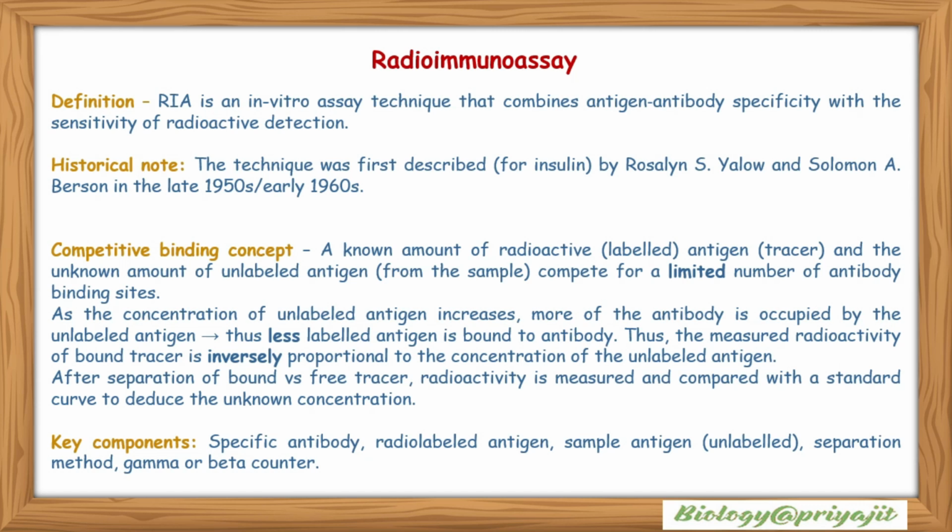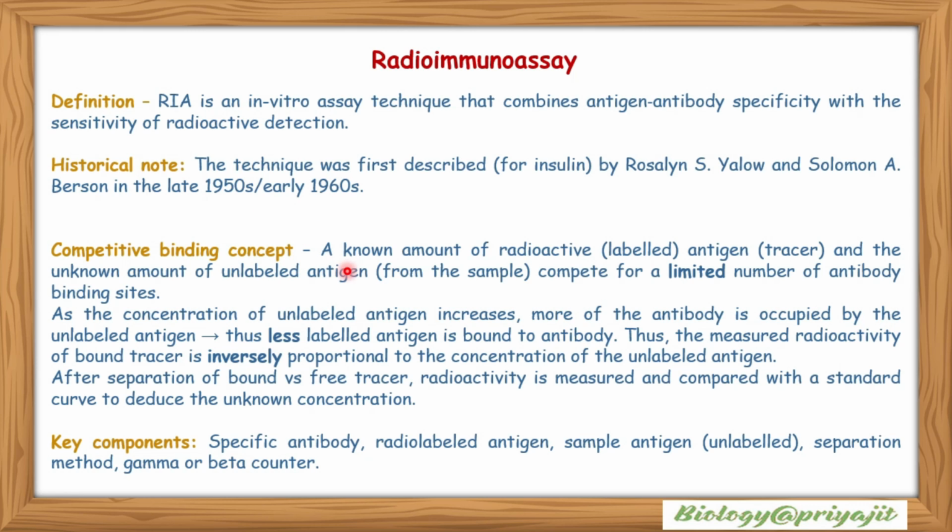Definition of radioimmunoassay. RIA or radioimmunoassay is an in vitro assay technique that combines antigen antibody specificity with the sensitivity of radioactive detection. Historical notes: this technique was first described for insulin by Rosalind S. Yalow and Solomon A. Berson in the late 1950s or early 1960s.